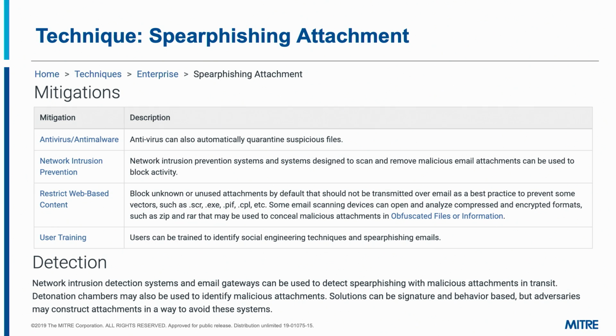We have mitigations. So these are different ways that you could actually prevent the technique from taking place in the first place or turning into malicious activity. Each of these mitigations are clickable. You can get a greater description of what's actually behind them and some of the other techniques you might be able to stop by implementing a particular mitigation. We've got detections. So these are different ways that you might actually be able to see this activity if it was happening in your environment.